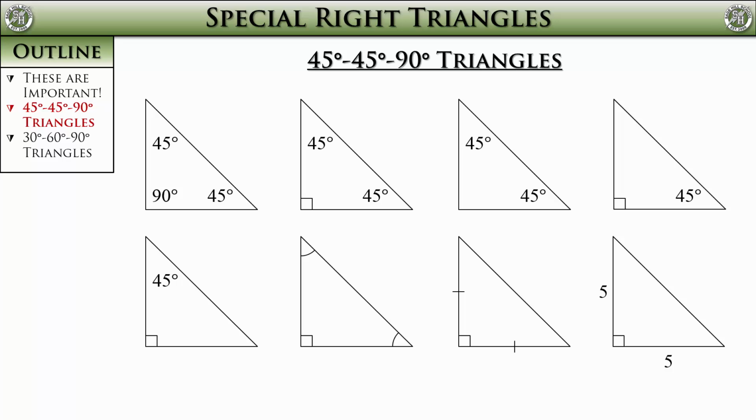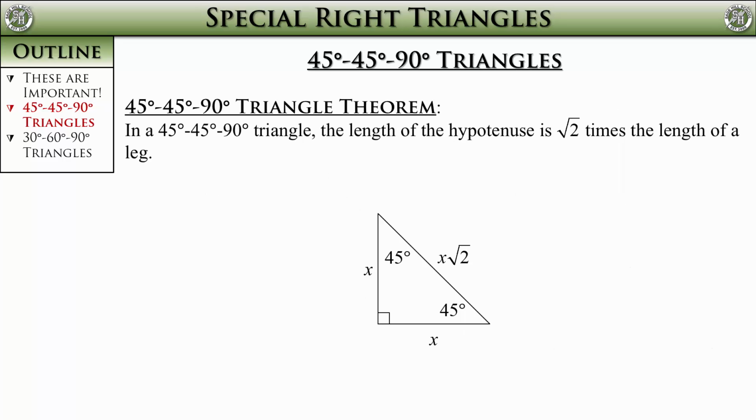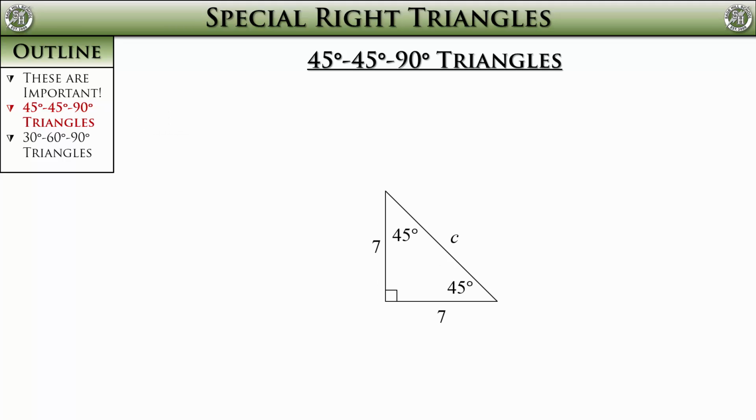Once you have identified that you have one of these things, then you know this relationship. In a 45, 45, 90 triangle, the length of the hypotenuse is root 2 times the length of the leg. Remember, this is an isosceles right triangle, so it doesn't matter which leg you use. Multiply either leg by root 2, and you will get the length of the hypotenuse. This picture is the one you will want to jot down and memorize until it is down cold. It is really simple to use.